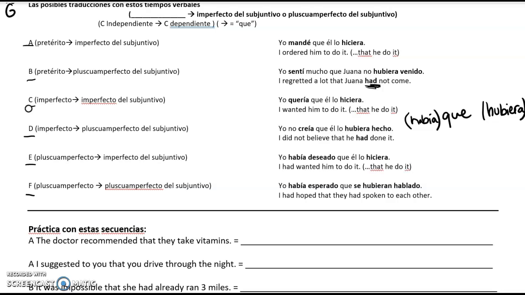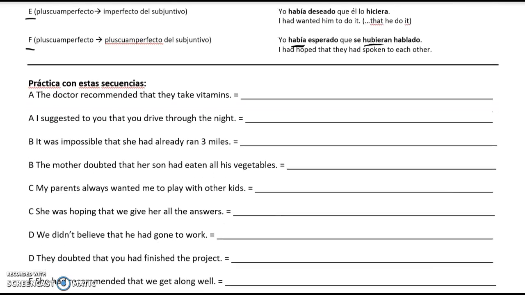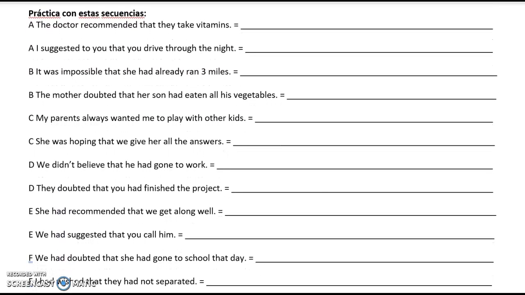Also down here, you've got pluscuamperfecto, and it can be used twice. So you can have two hads, and in which case, each had is going to conjugate differently. They're both in past tense, but the one in front is not using subjunctive, whereas the one in the end is using subjunctive. Let's go through some sentences. We'll do every other one, just like in parte uno.